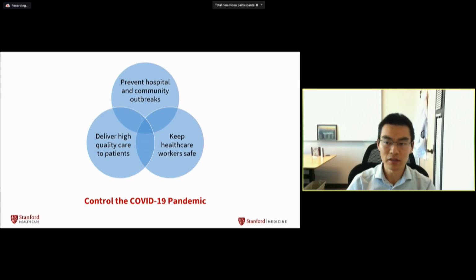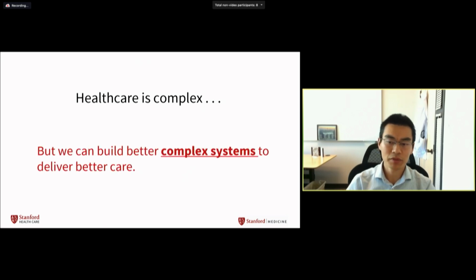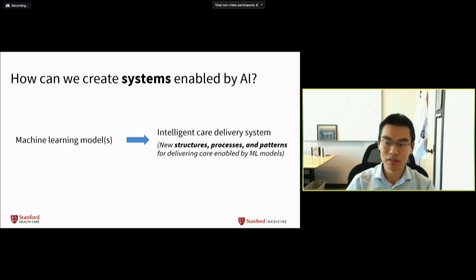The key point I'd like to make here is that while we think about the individual goals of preventing outbreaks, delivering high quality care, and keeping healthcare workers safe, we have to recognize that these goals are actually all interdependent. So the solutions we develop to control the COVID-19 pandemic will have to consider this interdependency and the complexity that comes with it. I'd like to get a bit more specific when we say that healthcare is complex, because what we really mean is that healthcare is delivered via complex systems, and we can build better systems to deliver better care.